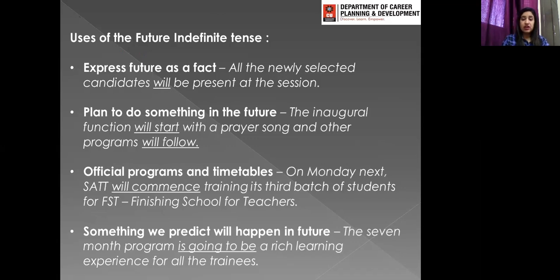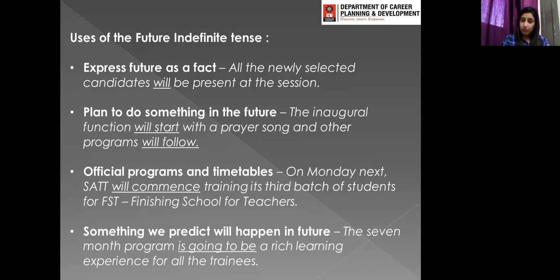The inaugural function will start with the prayer song and other programs will follow. So this is something planning that you have done. He will travel to Paris in the month of May. Right now it is the month of April going on, so May is future. So some plans have already been made. So planning is done in future tense.